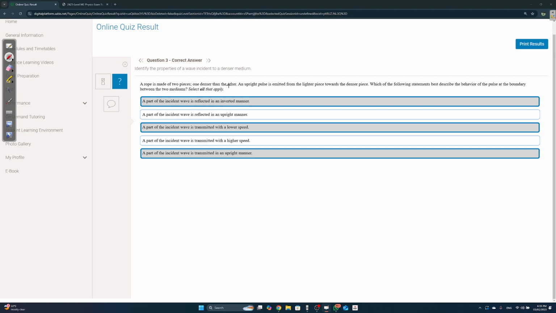Question 3. A rope is made of two pieces, one denser than the other. An upright pulse is emitted from the lighter piece towards the denser piece. Which of the following states best describes the behavior of the pulse at the boundary between the two mediums?